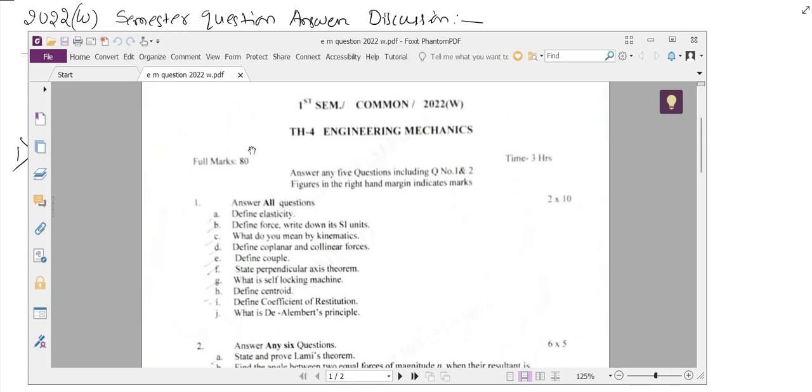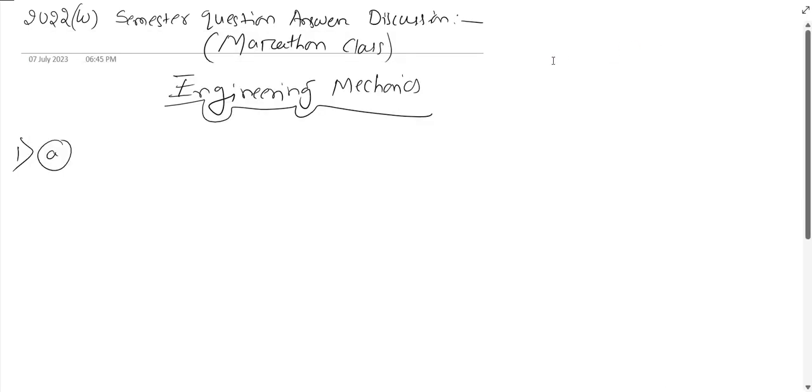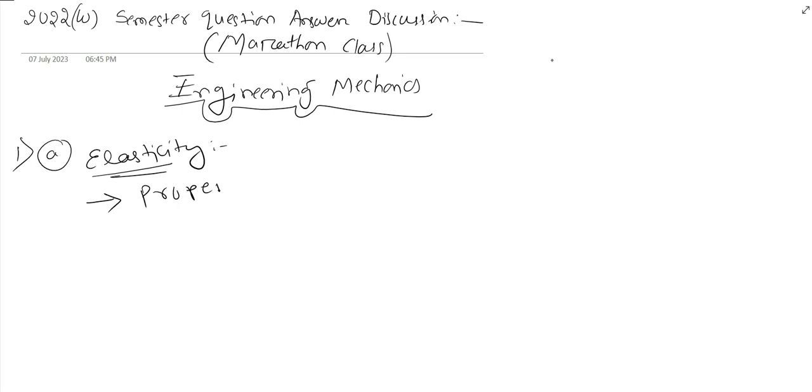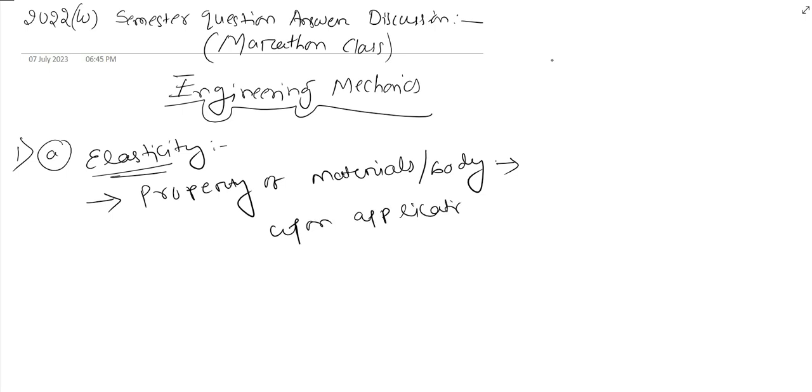The question is asking, define elasticity. So we will define elasticity. The word elasticity, we have to define this word. So first point is, elasticity is a property. Remember, it is a property of material or body by virtue of which, upon application of force, the body gets deformed.